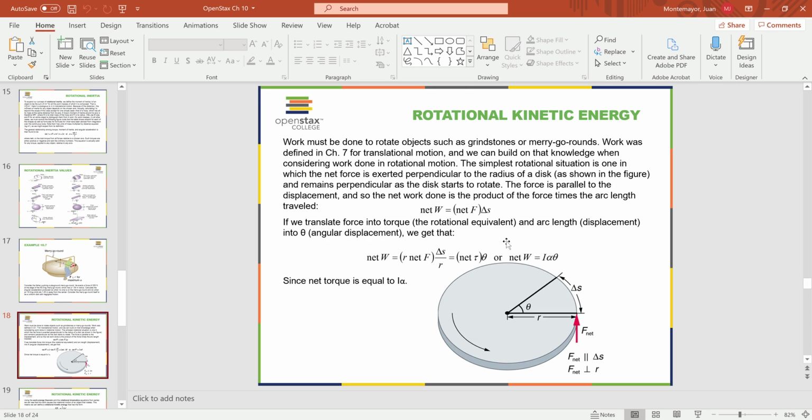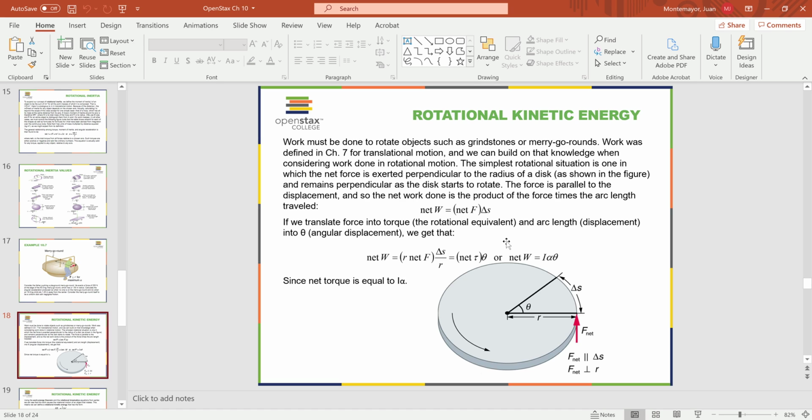So that brings us to kinetic energy, rotational kinetic energy. Work must be done on rotational objects such as grindstones or merry-go-rounds. Work was defined in Chapter 7 for translational motion, and we can build on that knowledge when considering work done in rotational motion. The simplest rotational situation is one in which the net force is exerted perpendicular to the radius of a disk, as shown in the figure, and remains perpendicular as the disk rotates.